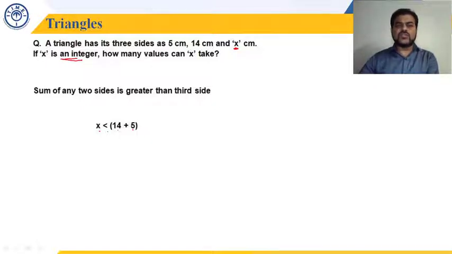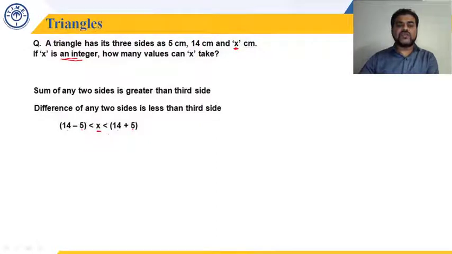The sum of any 2 sides is greater than the third side, and also the difference of any 2 sides is less than the third side. So can I say the difference of 14 and 5 must be less than the third side, which is x. So we get a range for x: x must be less than 14 plus 5 but greater than 14 minus 5. When you simplify this, you will get x is greater than 9 but less than 19, and this means between 9 and 19 all the integers must be counted. So x can take 9 integral values.